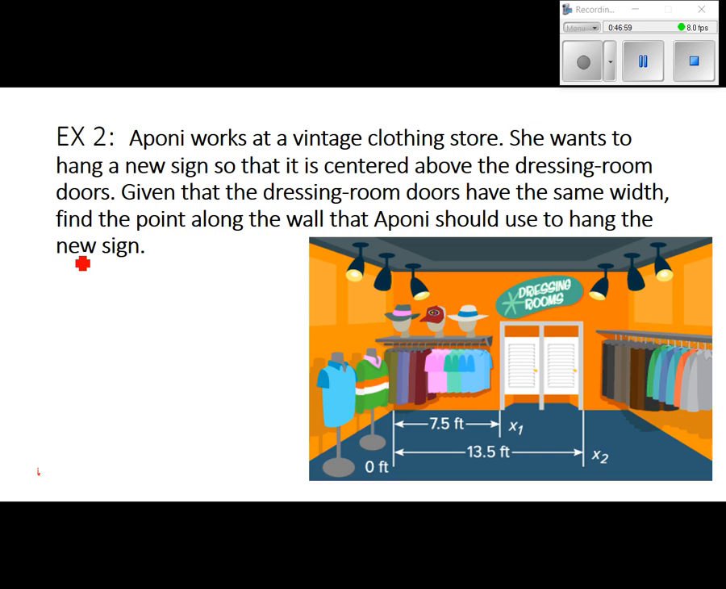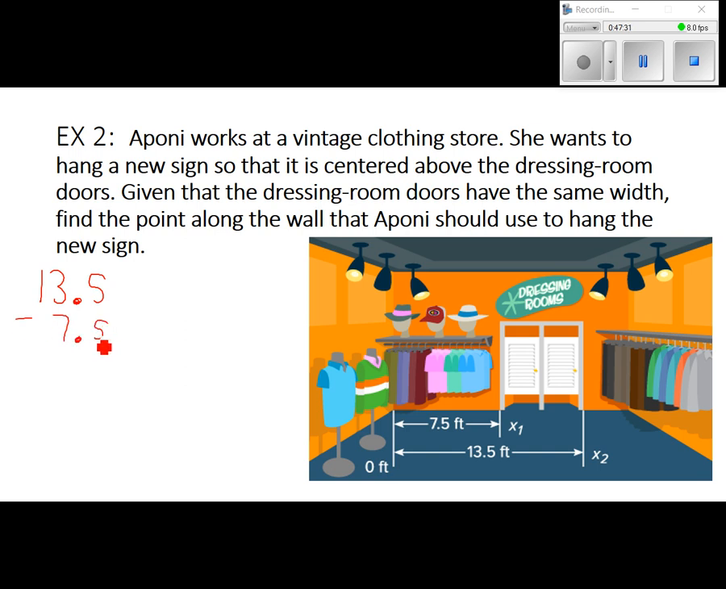She works at a vintage clothing store. She wants to hang a new sign so that it is centered above the dressing room doors. Given the dressing room doors have the same width, find the point along the wall that she should use to hang the new sign. Well, you just subtracted 13.5, but it's 7.5. All right, so the first thing we're going to do, Sawyer's saying, is take 13.5 minus 7.5.